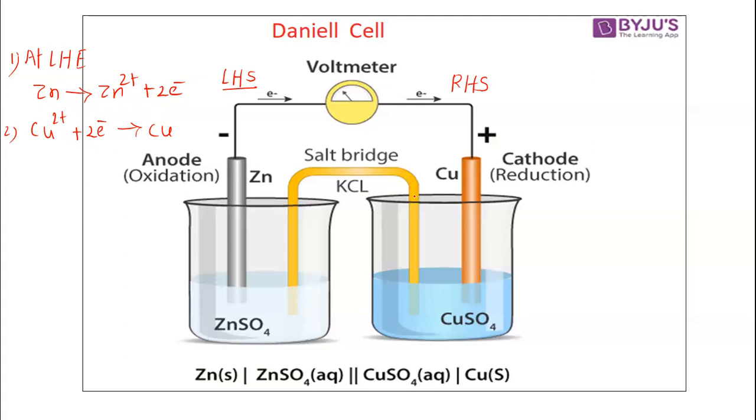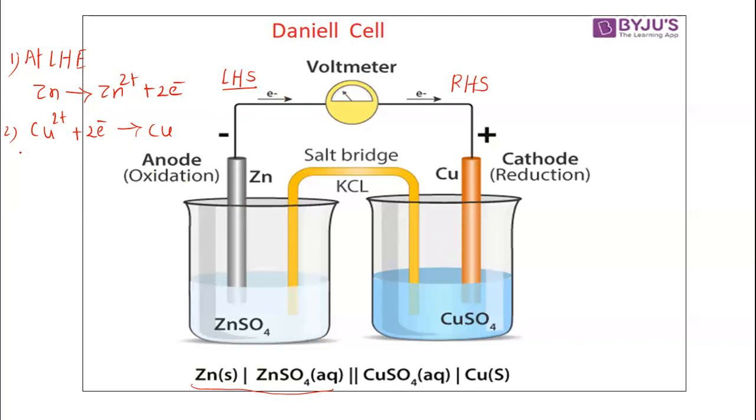So in the Daniell cell, or in this galvanic cell, at the left hand side, that is at the zinc half cell, this reaction takes place. There is oxidation of zinc metal to zinc dipositive ions, and it gives 2 electrons. These electrons move from LHS to RHS. That's why there is a flow of current. And the reduction reaction takes place at the right hand side electrode.